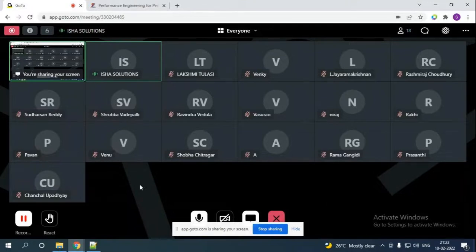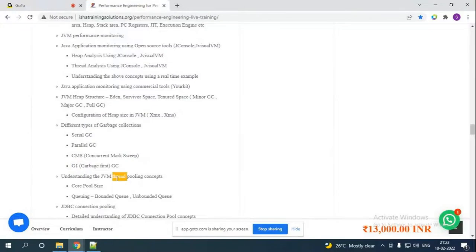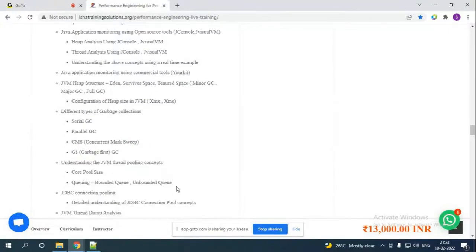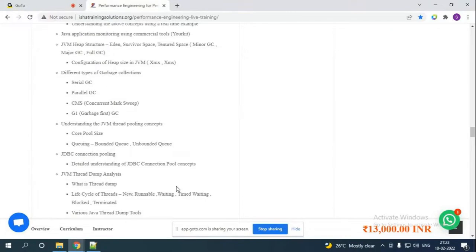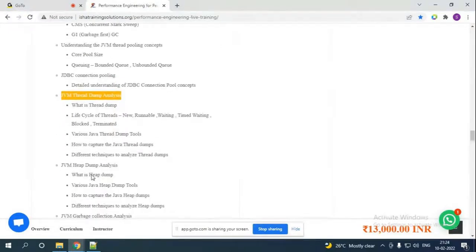And then we are going to discuss thread pooling concepts. Instead of creating the threads then and there, why don't you go for thread pooling concepts? That also we are going to discuss. Okay, and then JDBC connection pooling, database side, and then JVM thread dump analysis. Okay, JVM thread dump analysis we are going to discuss.